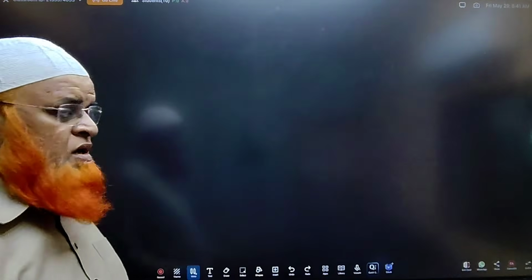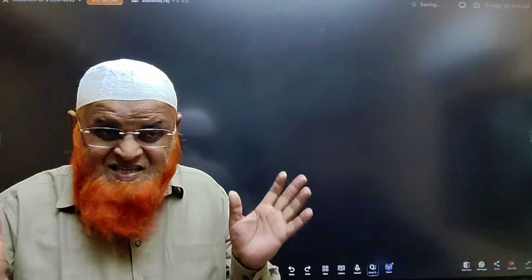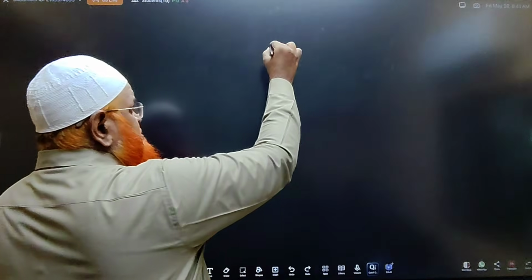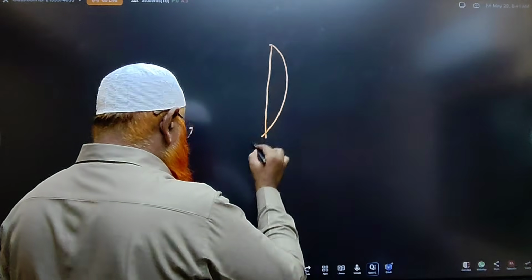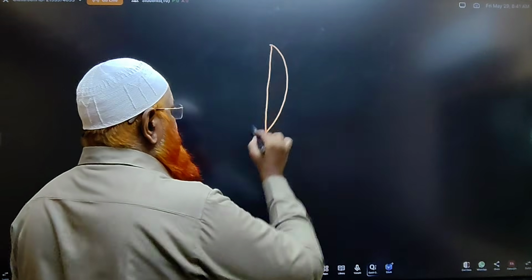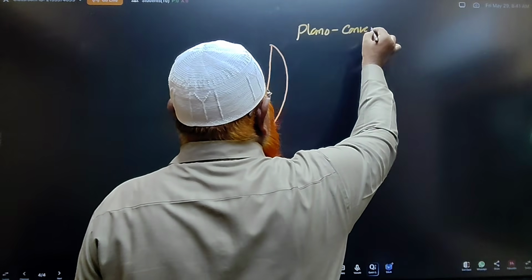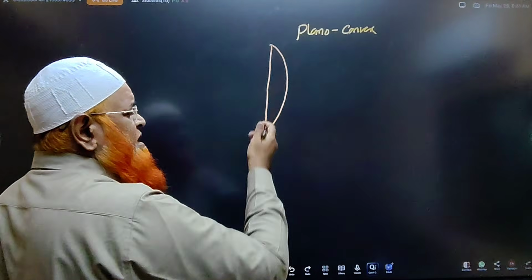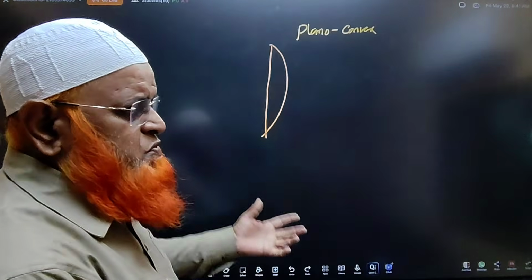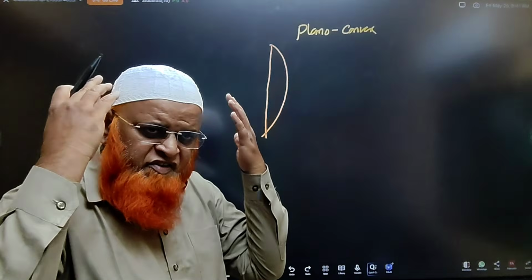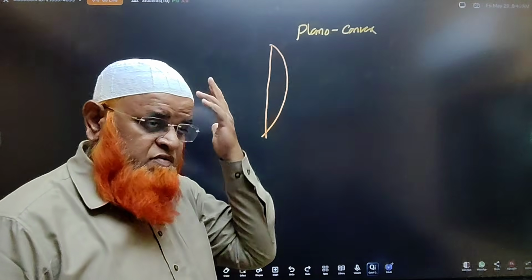Now let us discuss the plano-convex lens. Okay, so this is going to be the plano-convex lens. See, first the plane surface will come, next the convex surface will come. So plano-convex lens. Convex means this side. Okay, for a plane surface, where is the center? Somewhere at infinity. The plane surface center is somewhere at infinity.